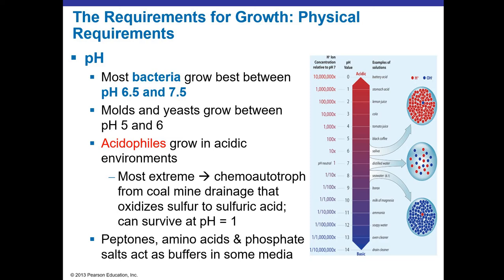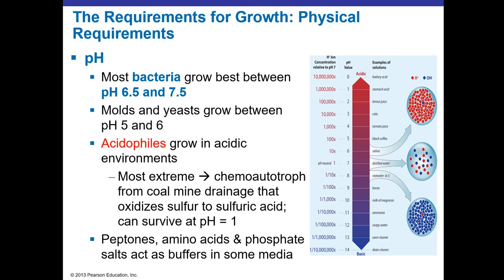Besides temperature, we also see pH is important for the growth of microbes. Most bacteria grow best between a more neutral pH, between pH 6.5 and 7.5. Molds and yeast, on the other hand, prefer more acidic pH at around 5 to 6. We again see we can classify our microbes based on what type of environment they like according to their pH.